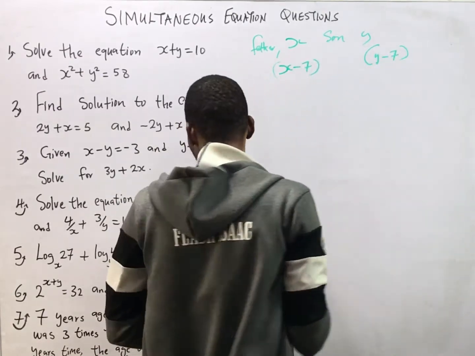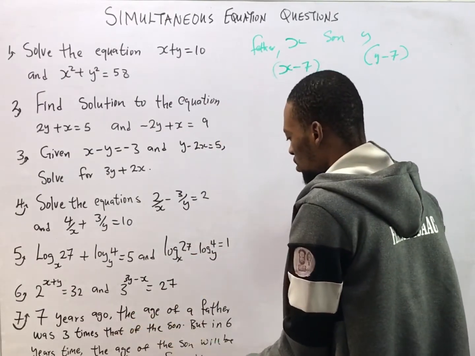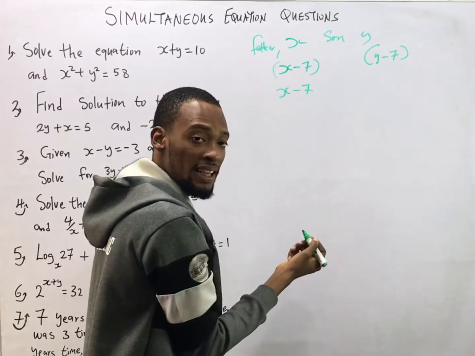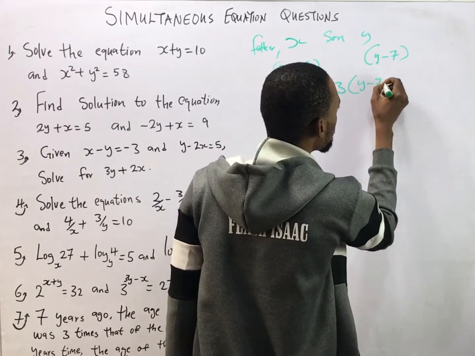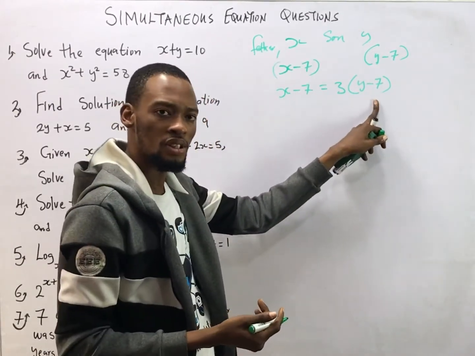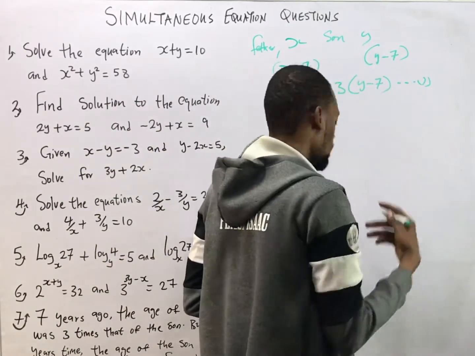Now it says 7 years ago, the age of the father was 3 times that of the son. So it means s minus 7, which is the age of the father, is equal to 3 times y minus 7, which is 3 times the age of the son. So we can call this equation 1, meaning statement 1.